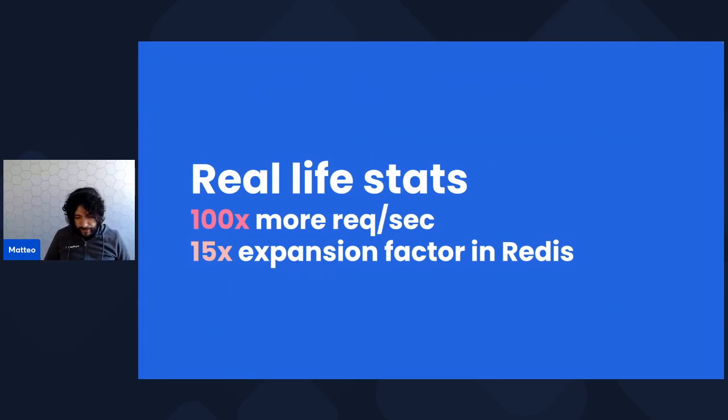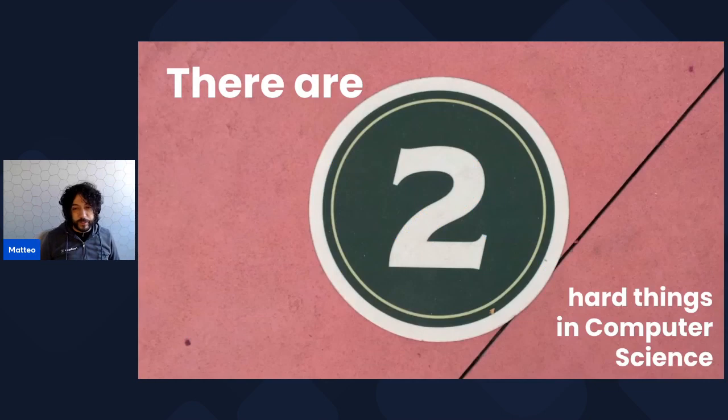Some real life statistics about this system. We have put it in production for one of our clients, and we have seen 100 times more throughput on a real world server. Basically, it's great. The numbers are phenomenal. And then this does a 15 times expansion on Redis. So basically, it executes a huge load of Redis commands for this complex graph.